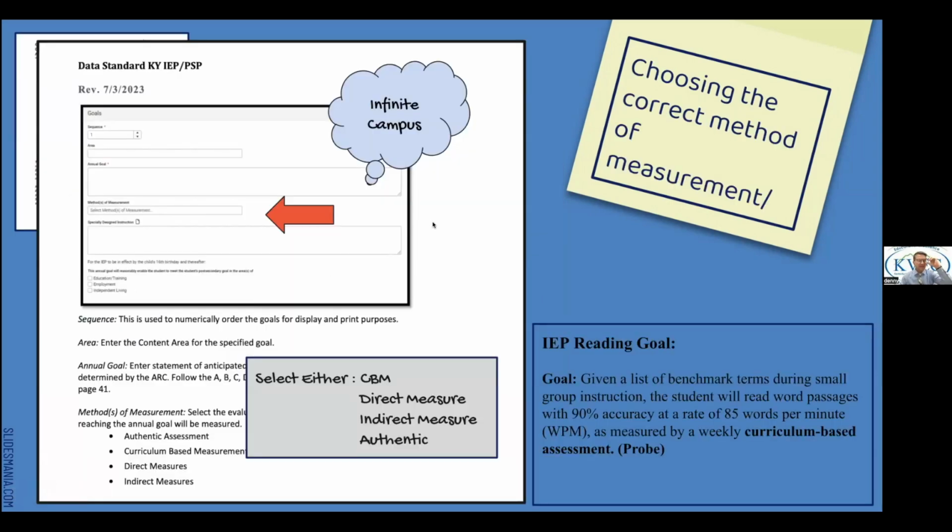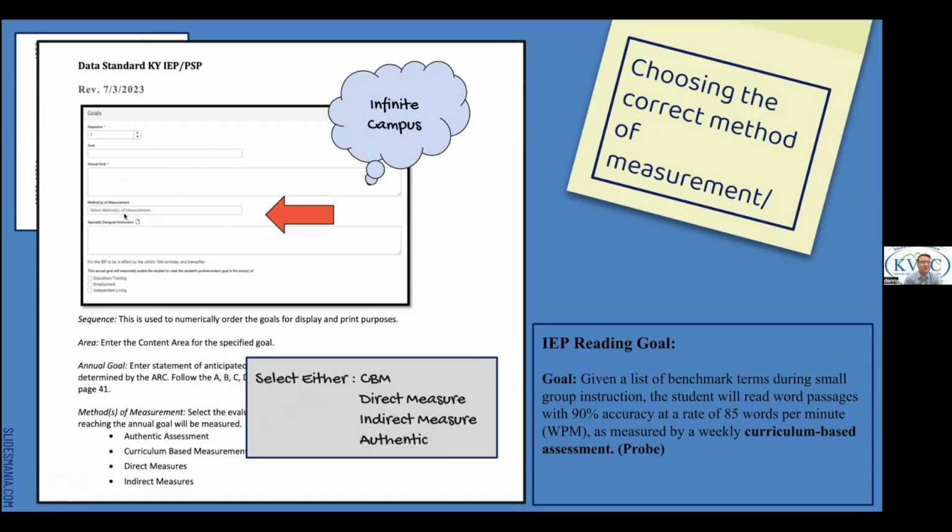Now, if we're looking at this in Infinite Campus, this is a screenshot taken from the data standards that KDE puts out. These are really helpful as well. The data standards guide you through, with some screenshots from Infinite Campus, as to what it looks like. But what we're talking about here is selecting the proper method of measurement. Your annual goal is going to appear above that, but this is a drop-down box. So when you drop down, you're going to have these choices: a curriculum-based measure, a direct measure, an indirect measure, an authentic measure.